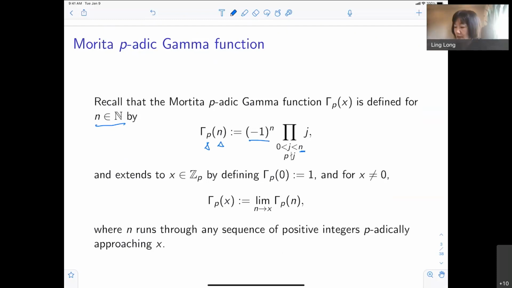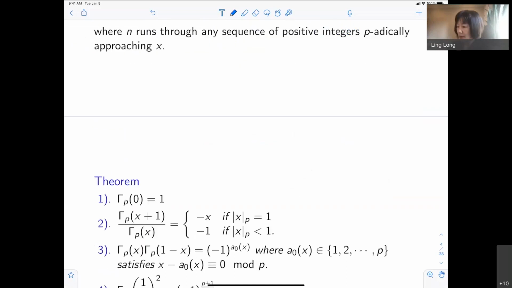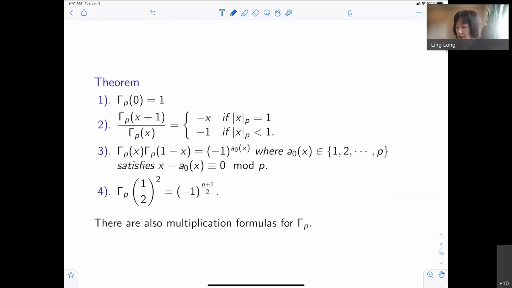So this definition can be extended to Z_p just by the approximation theorem. And the convention will be when you get to 0, the value will be 1. So if you look at integers, this value by default will be invertible elements. Right? And the properties come from the definition, and I have mentioned that at 0, the convention will be 1.